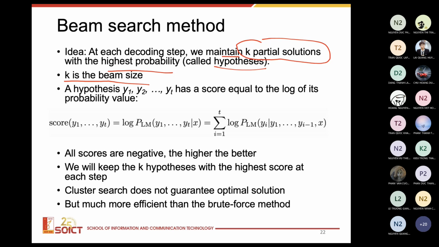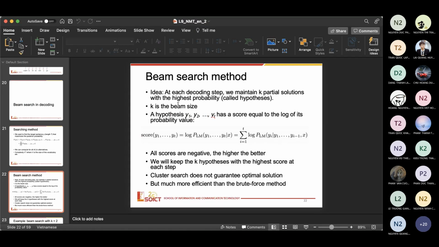The hypothesis y1, y2, ..., yt has a score equal to the log of its probability. Naturally, the log of the joint probability becomes the sum of the component log probabilities. So all the scores would be negative, and the higher, the better. At each step we keep the K hypotheses with the highest score. The beam search does not guarantee an optimal solution, but it is much more efficient than brute force methods.